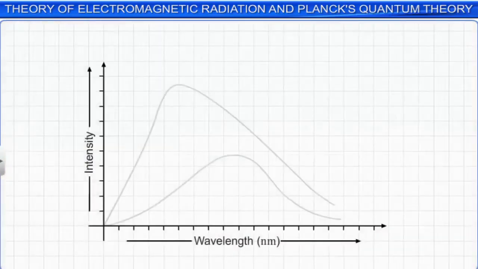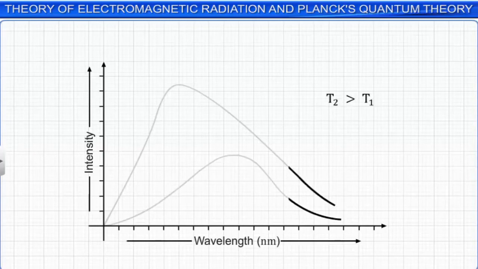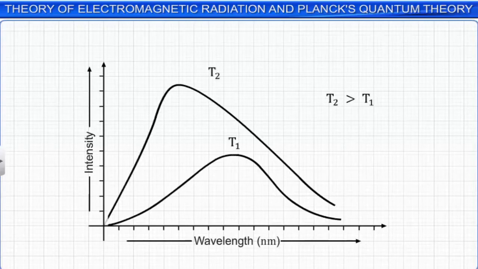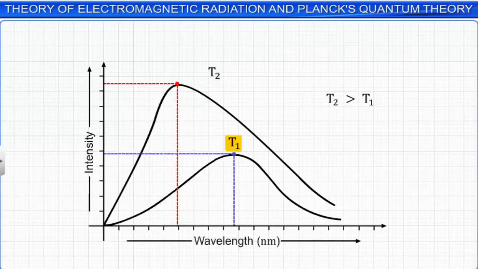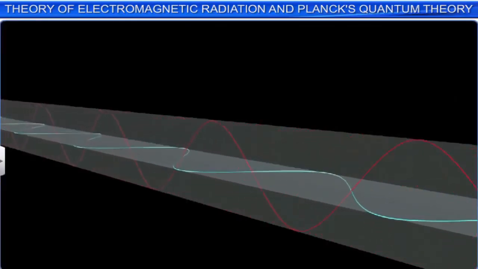From the graph shown here, it is visible that at a given temperature, the intensity of radiation emitted increases with decrease in wavelength, reaches a maximum value at a particular wavelength, and then starts decreasing with further decrease in wavelength. We have seen that at a given temperature, there is a wavelength at which the maximum intensity of radiation is emitted. But the position of this maximum intensity shifts towards higher wavelengths with decrease in temperature. These observations could not be explained by the electromagnetic wave theory of light.